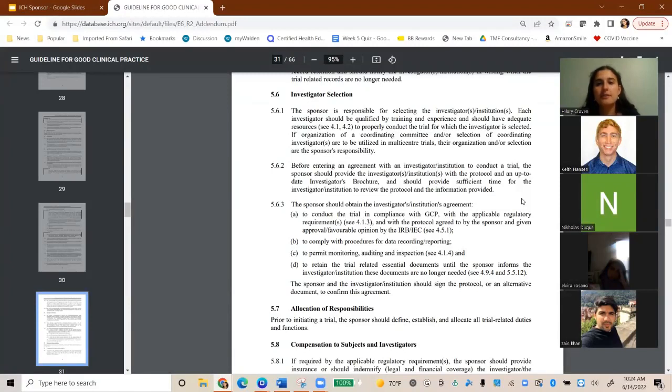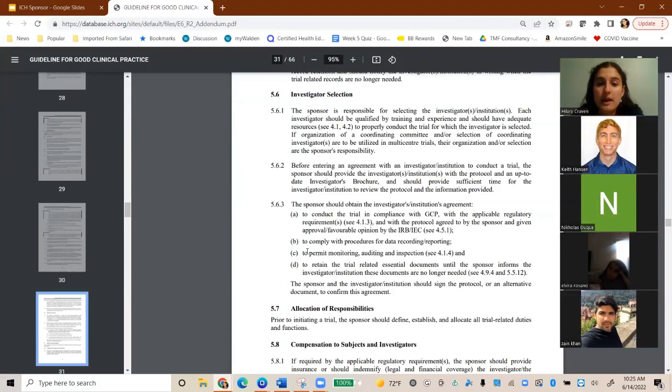And then the sponsor should obtain the investigator institution agreement to conduct the trial with GCP, right? To comply with procedures for data reporting. So sometimes you can say, I need you to enter the data within 5 days, right? That helps the data be clean. But a lot of times you want to make sure you write that in your contract so that they need to actually do that. And they're going to permit monitoring, auditing, and inspection, right? So the monitors are the CRAs that come out to watch the study and make sure everything's going well. And then towards the end of the study, there will be auditing and inspections, especially if the study is successful and they want to go on to ask for the drug to be approved, right?